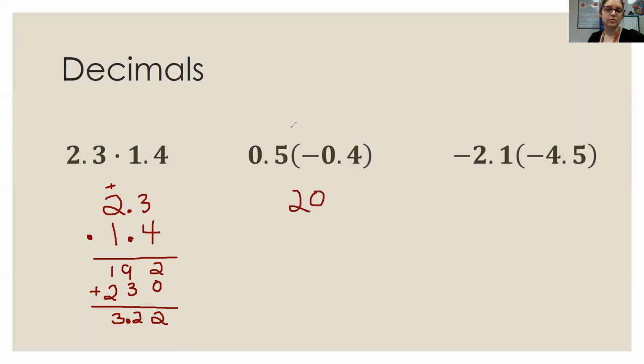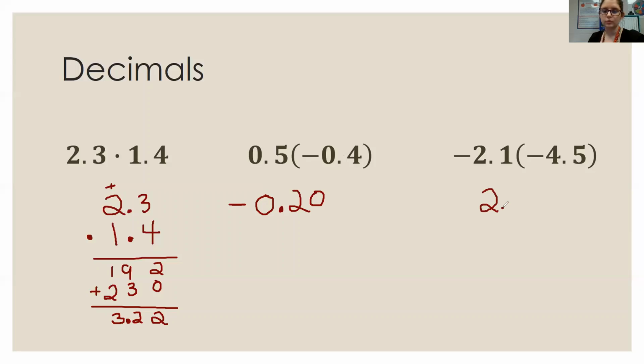So I would count, I have 1, 2 numbers behind decimal points, so 1, 2. Now generally we don't just start with a decimal point, we put 0 at the front. So 0.20, I have a positive times a negative. That'll give me a negative answer. And our last example, negative 2.1 times negative 4.5.